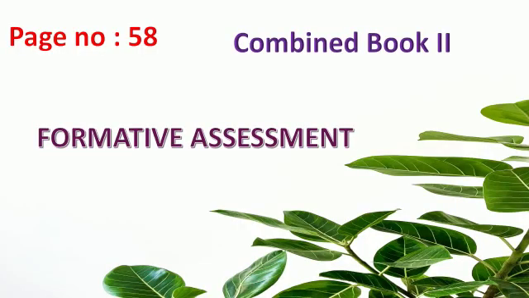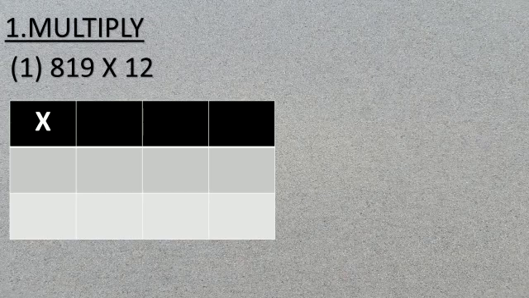Students, in your combined book number 2, page number 58, formative assessment. See, in the red I have mentioned page number 58, then combined book number 2. In that formative assessment, we are going to start with question number 1, multiply. So you have to be ready with page number 58, combined book 2, and we are going to begin with the formative assessment. Is that clear? So students, we are going to begin with question number 1, that is multiply.